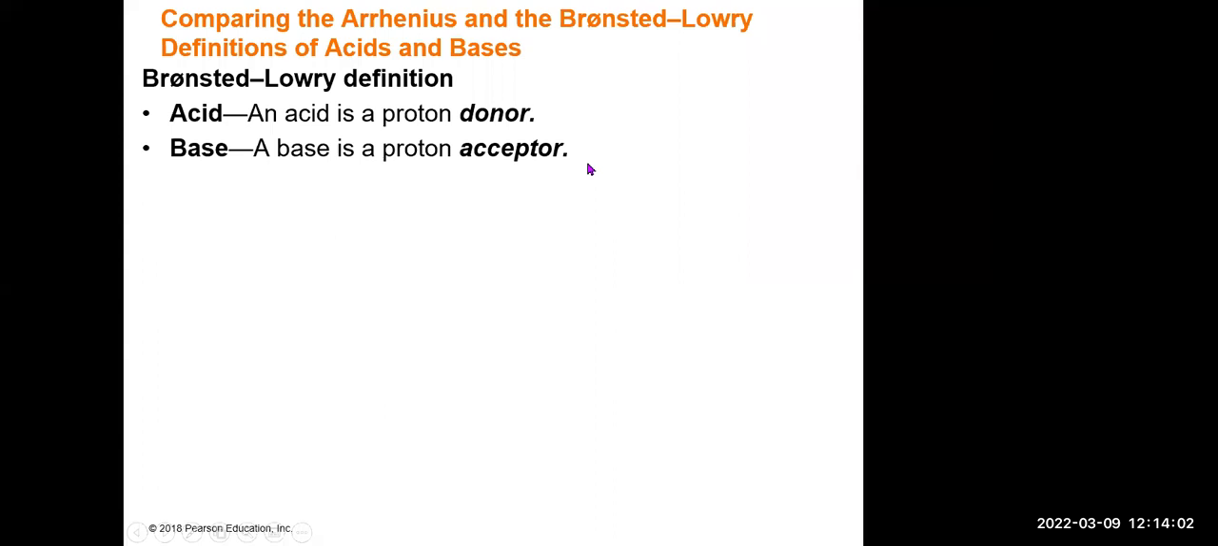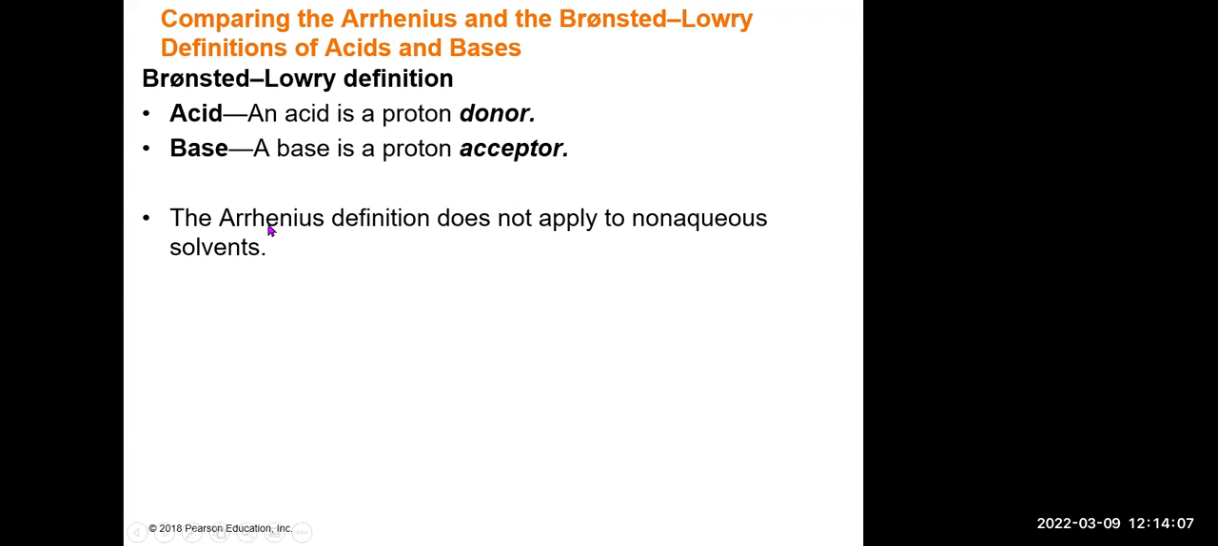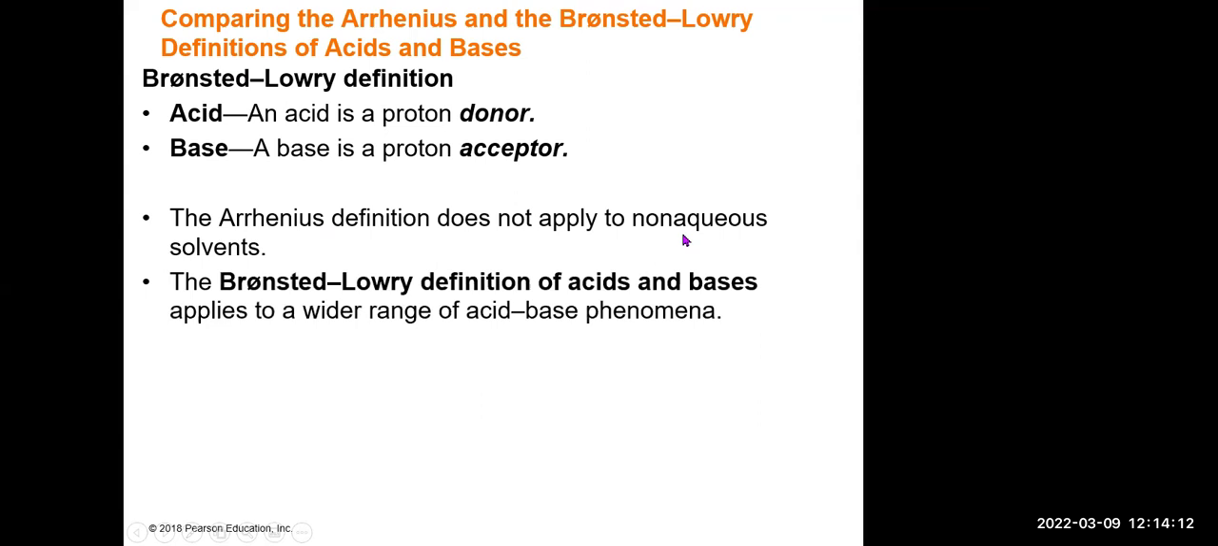Another definition of acid and base is the Brønsted-Lowry definition. So according to Brønsted-Lowry, an acid is a substance that donates a proton, or an acid is a proton donor. A base is a proton acceptor. So what do they mean by proton? Proton means H plus. The Arrhenius definition does not apply to non-aqueous solvents. The Brønsted-Lowry definition of acid and base applies to a wider range of acid-base phenomena.